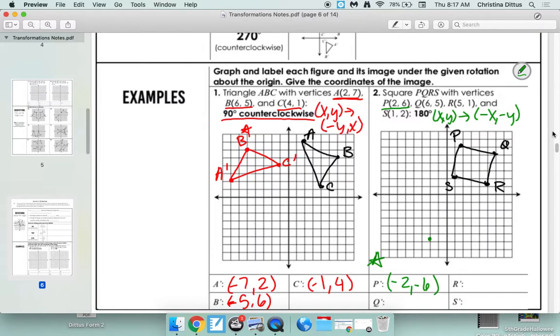And it is. My Q is (6, 5). Make them negative: (negative 6, negative 5).